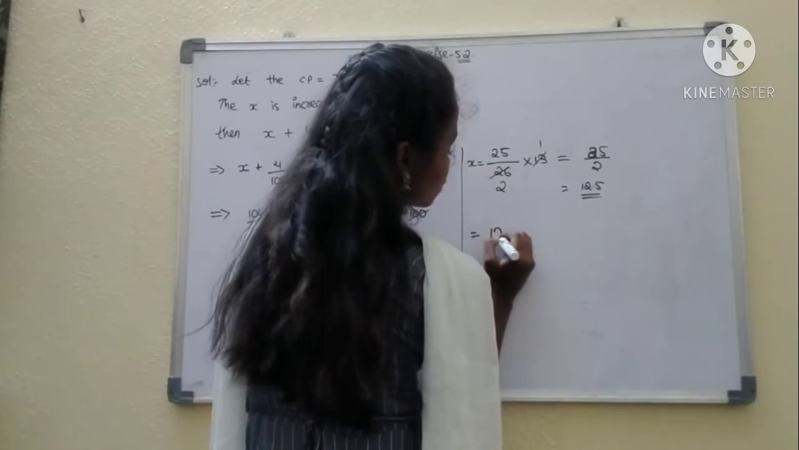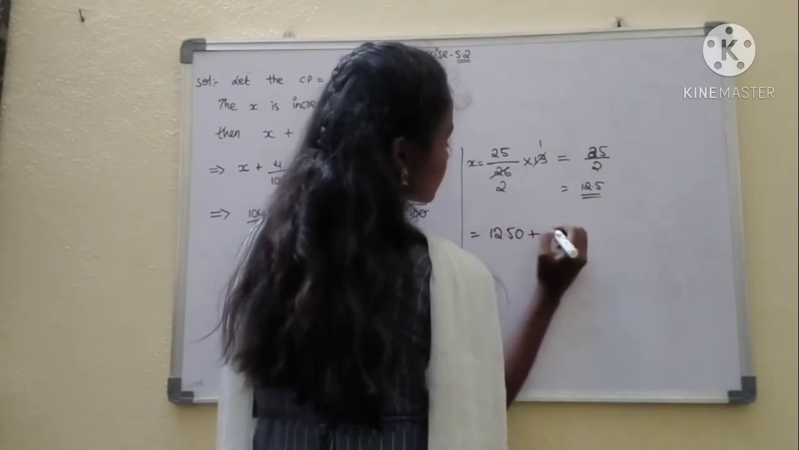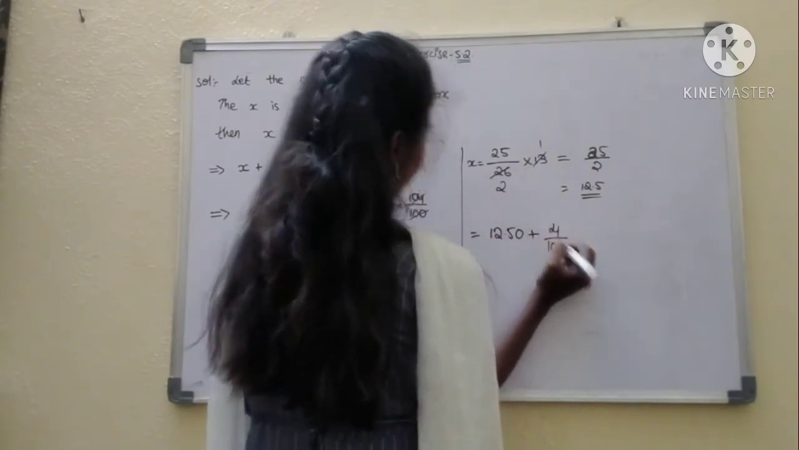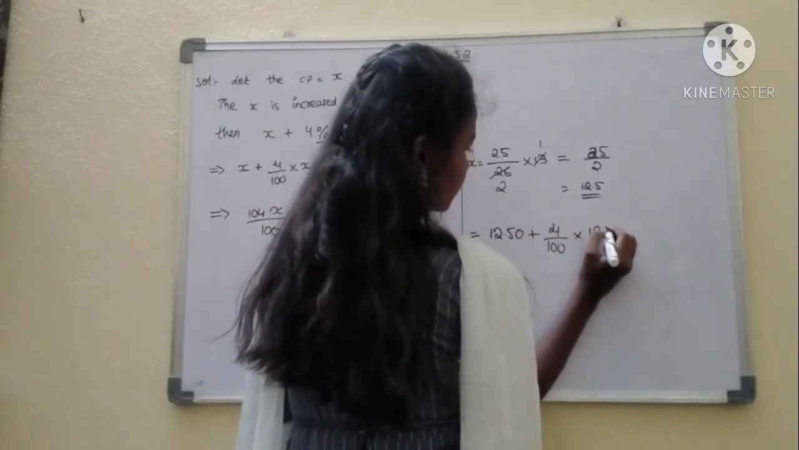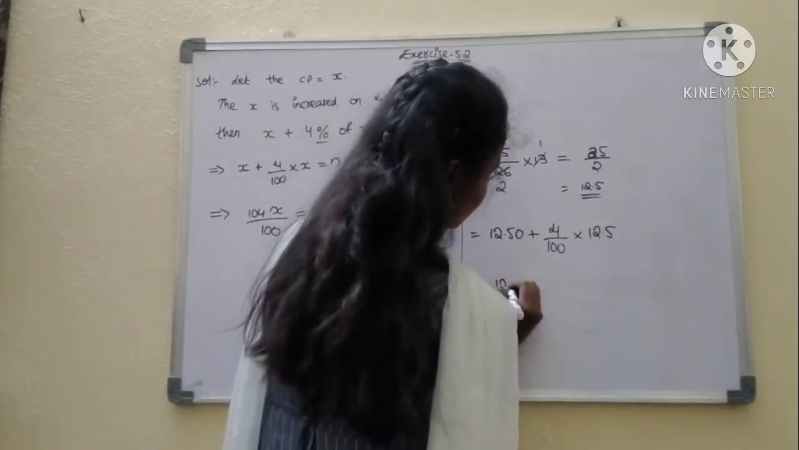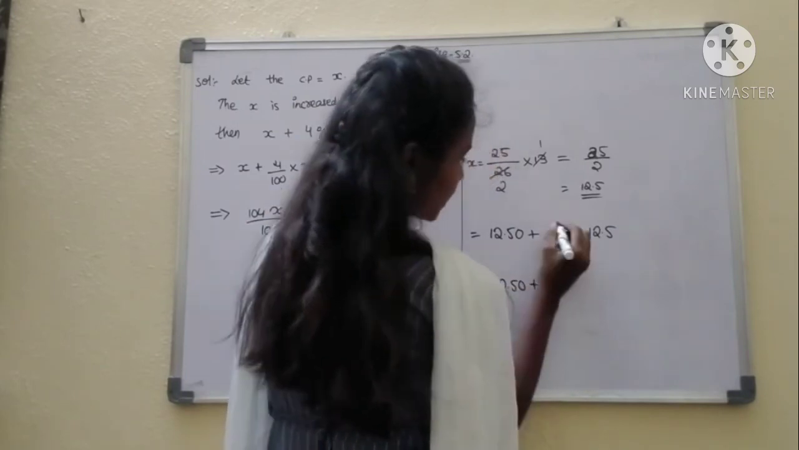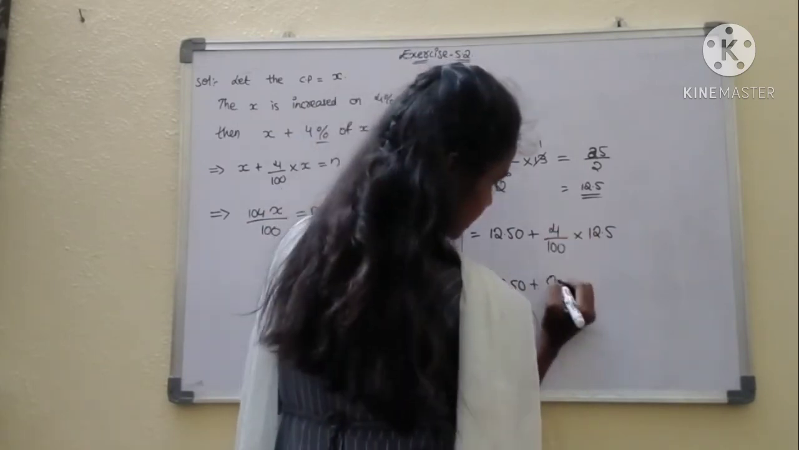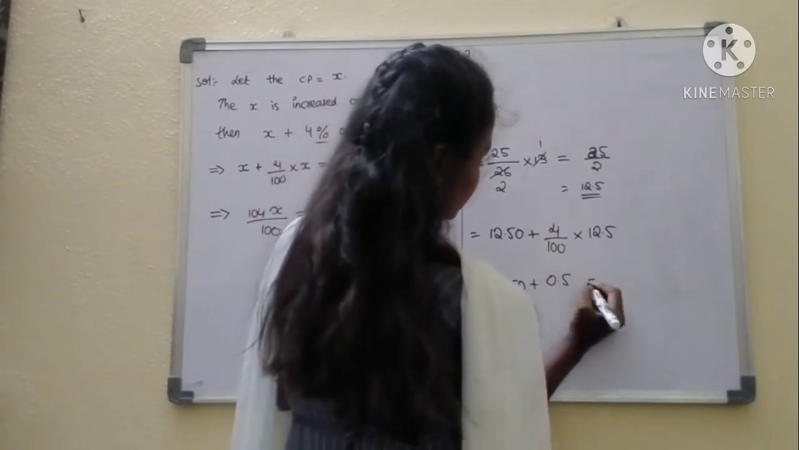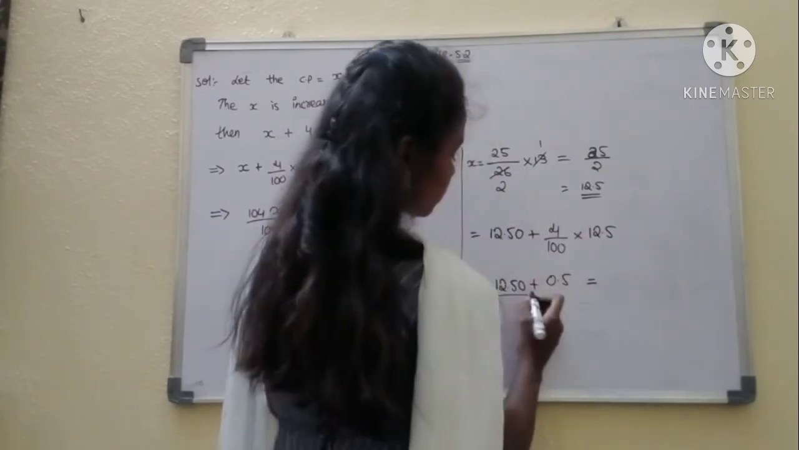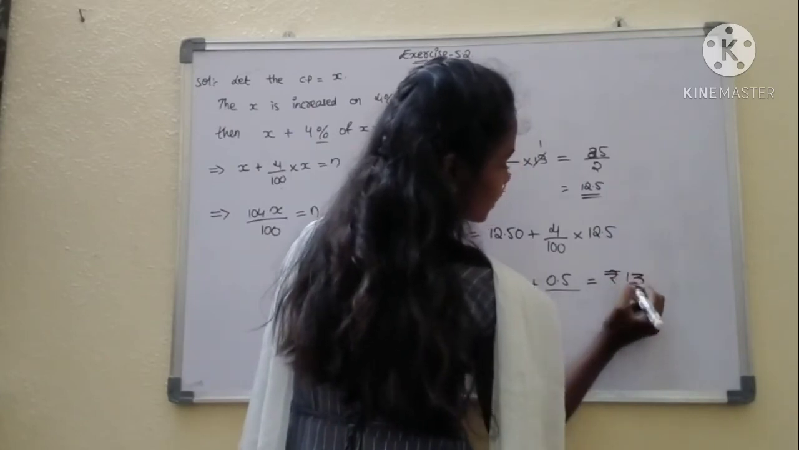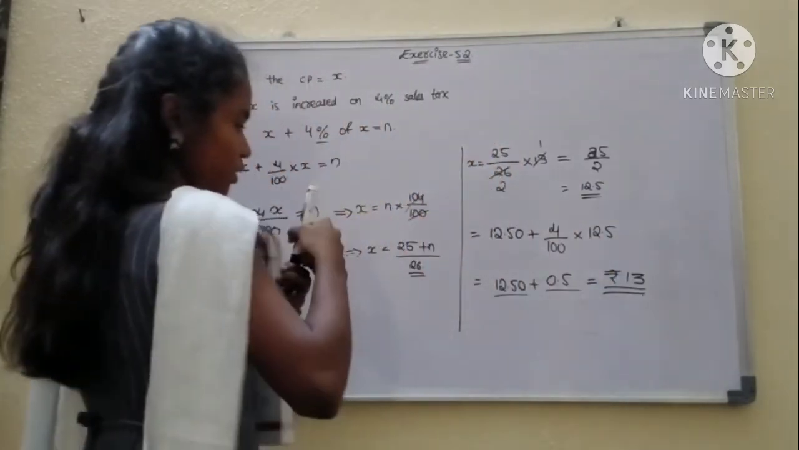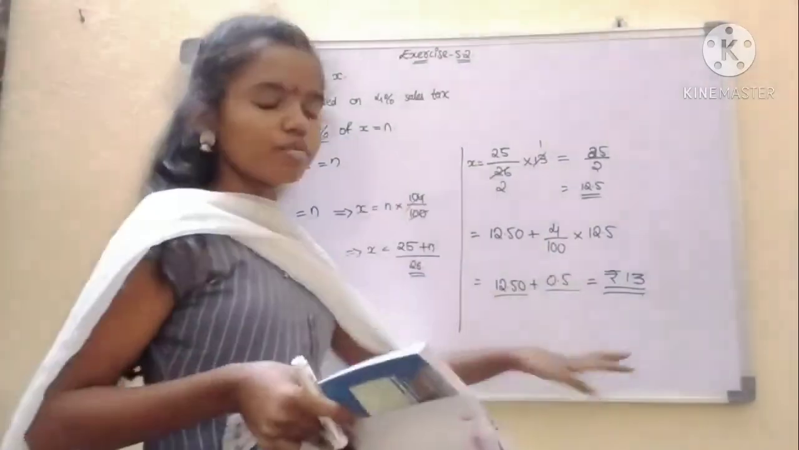First of all, 12.50 plus 4 by 100, the 4 percentage, into 12.5. 12.50 plus, if we do the cancellation, we get the answer 0.5. That total is equal to 12.50 plus 0.5 is equal to rupees 13. So this is the value of n.